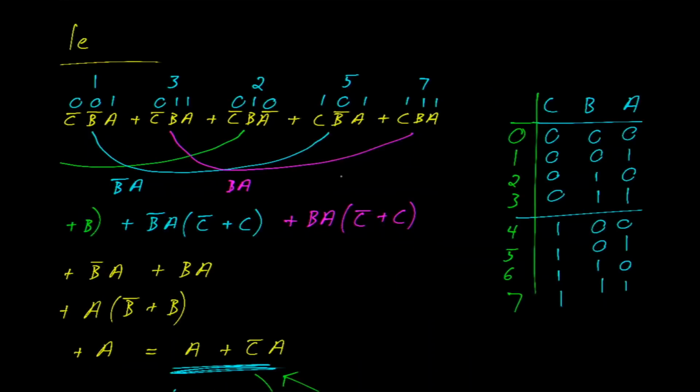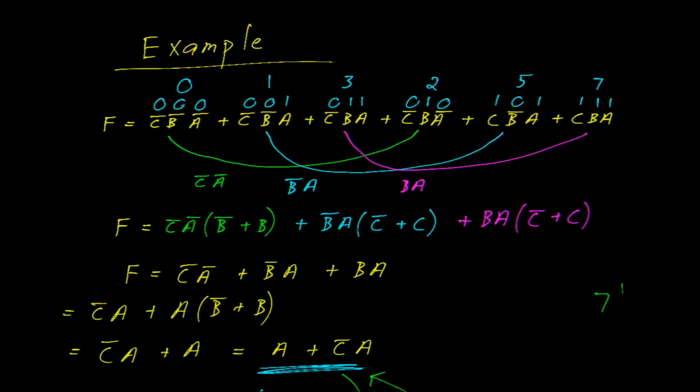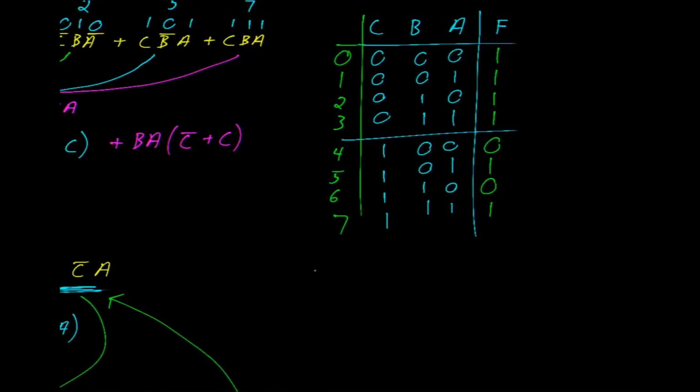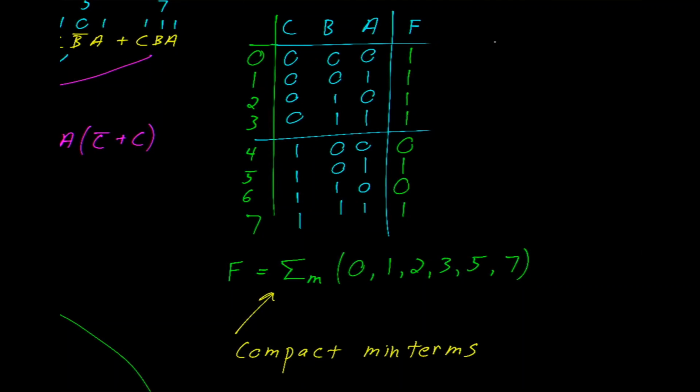So rather than describing all of this, we could put it into a much more compact term and simply say F is equal to the summation of what are called minterms. And then it's the 0th term, the 1st, 2nd, 3rd, 5th, and 7th. We call this designation compact minterms. So this is the compact sum of minterms.